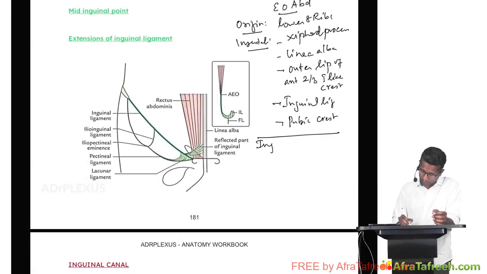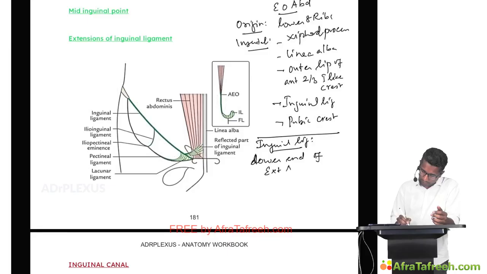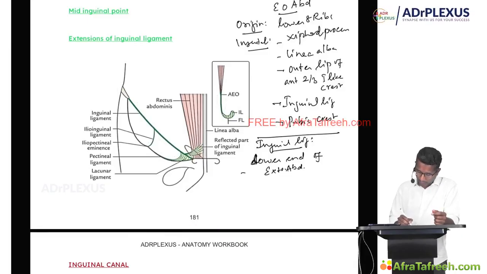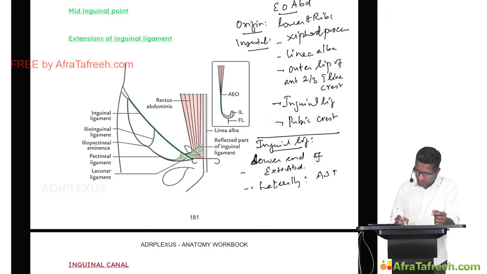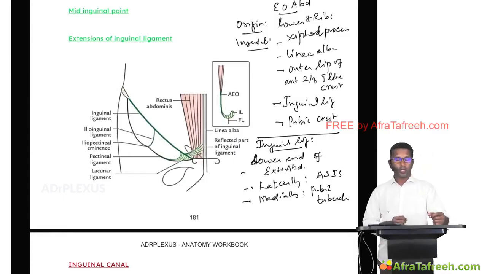The inguinal ligament is formed by the lower end of the external oblique abdominis muscle. This inguinal ligament is attached laterally to the anterior superior iliac spine, and it is attached medially to the pubic tubercle.